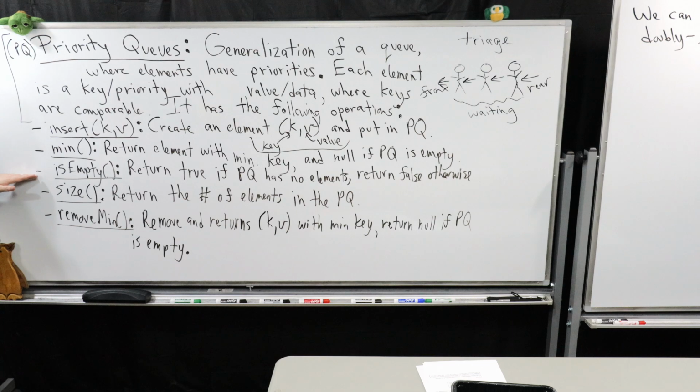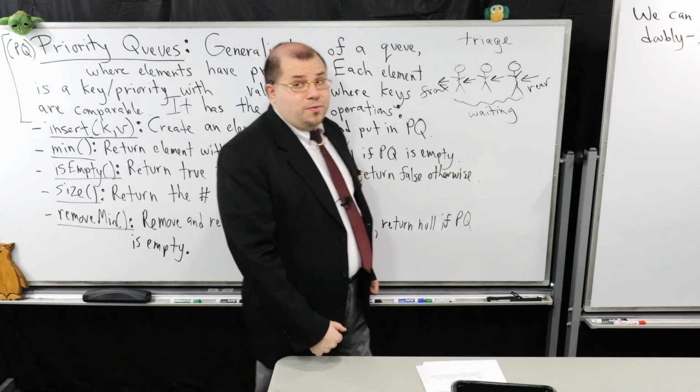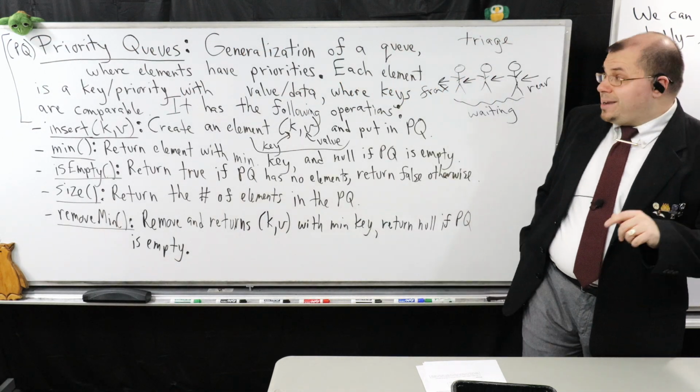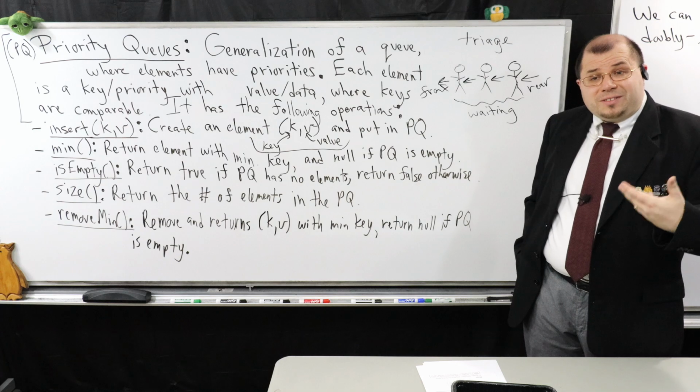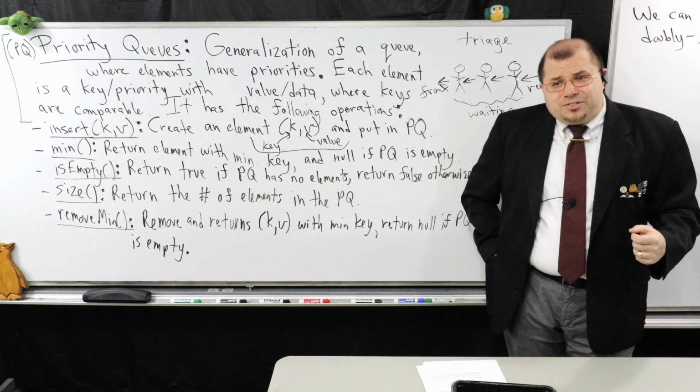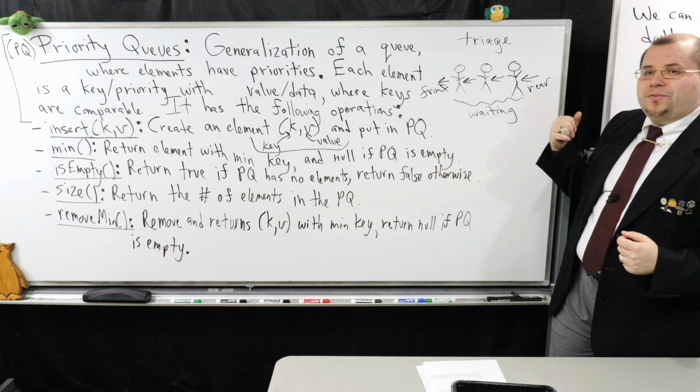The isEmpty operation is quite self-explanatory, right? If the priority queue is empty, then you return true, meaning it has no elements. Otherwise, you return false. Size tells me how many elements are in the priority queue, and I already told you about removeMin. These are the operations that we're going to be responsible for with our priority queue. Now, I must stress that you can always define more operations, like with any other ADT. These are just standard ones that you'd run into for a priority queue.